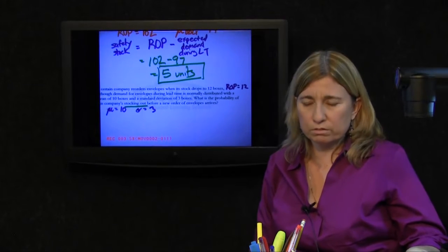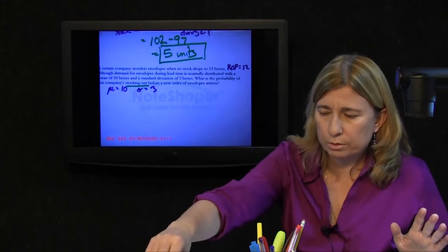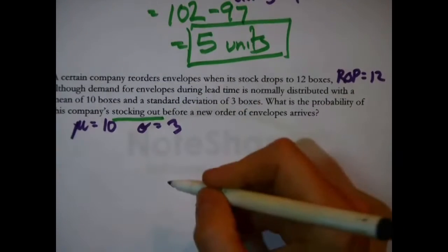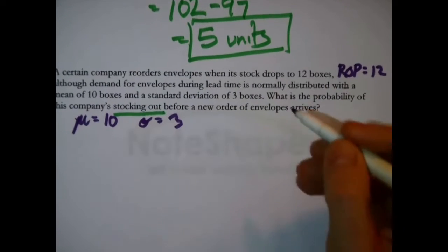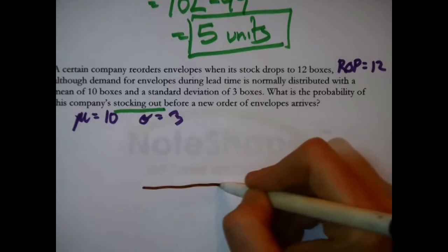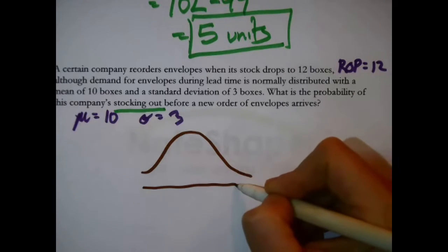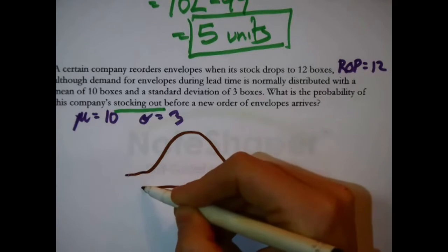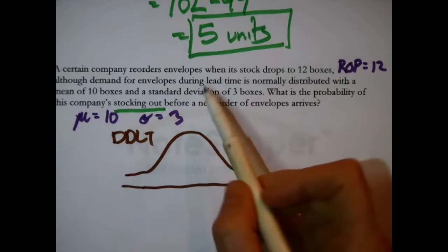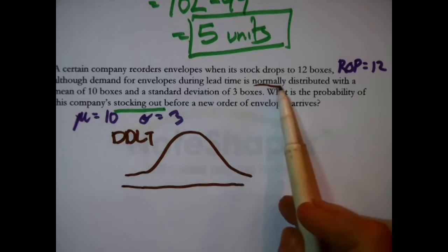I always draw a picture, okay? The easiest way to see this is to draw a picture. What is it a picture of? Demand during lead time. That's what we're not certain about. Okay, so I'm going to try to carefully draw a picture of demand during lead time. It looks like a bell-shaped curve. So I'm trying to draw a bell-shaped curve. Why does demand during lead time look like a bell-shaped curve? Because we were told that. It said during lead time is normally distributed up here.